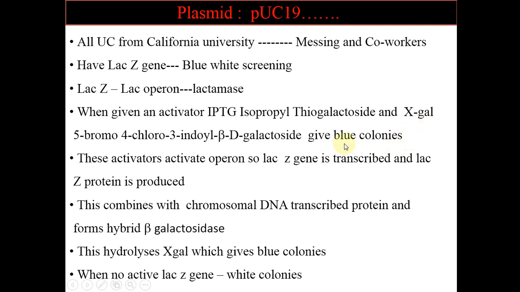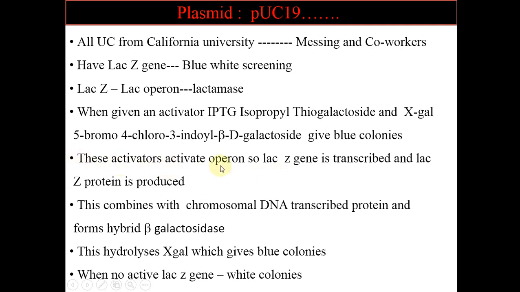So the colonies which develop blue color are transformants because they have this lacZ gene, and the lacZ gene is present on the pUC19 vector, to which you have attached your gene of insert, the gene of interest. So the blue colored colonies are transformed and white colored are non-transformed.